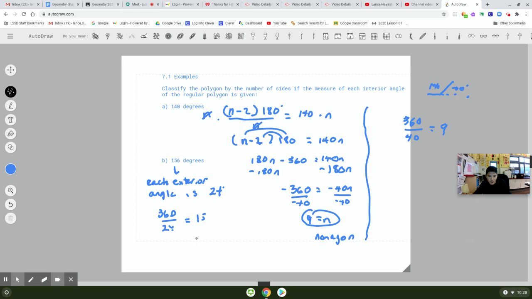And then all you do is call it a 15-gon. Okay, you could do this the other way by taking n minus 2, that quantity, in parentheses, times 180, divided by n is equal to 156 degrees, and then solve that for n. You should still get 15 for the number of sides. So regardless of how you do it, it's still going to be a 15-gon.